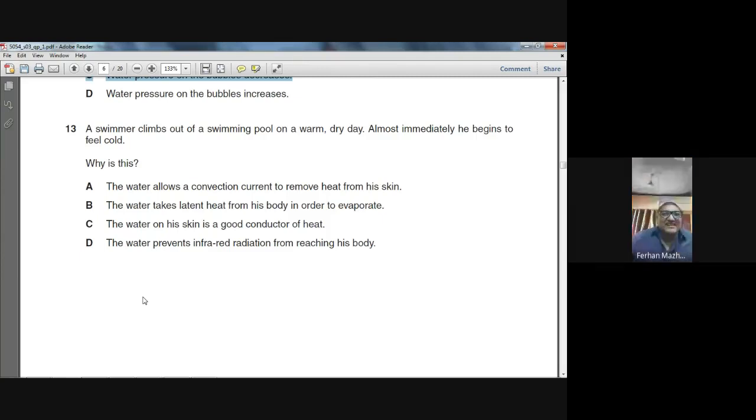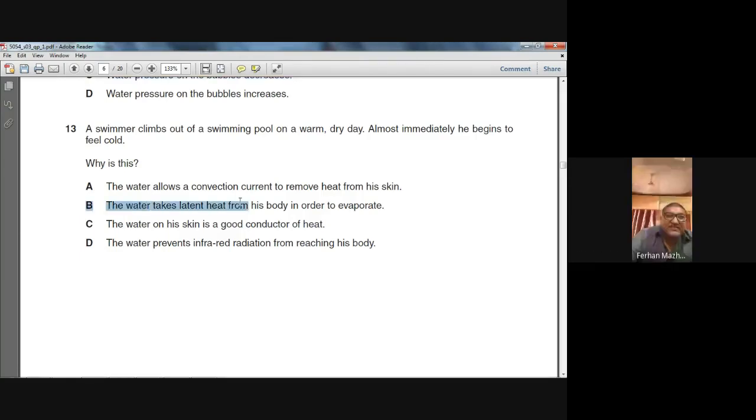The water on his skin is a good conductor of heat. No, the water prevents infrared radiation from reaching his body. Okay, so now the good answer will be the water takes the latent heat from his body in order to evaporate. That can be the answer. The water allows the convection current to remove heat from his skin? No. So B is the best answer. The water takes latent heat from his body in order to evaporate. So I think B is the right answer.